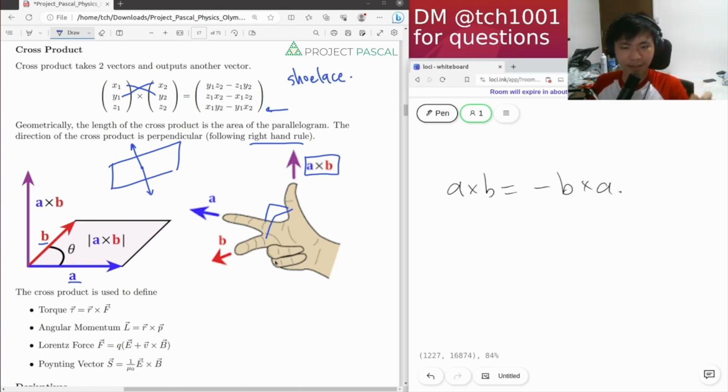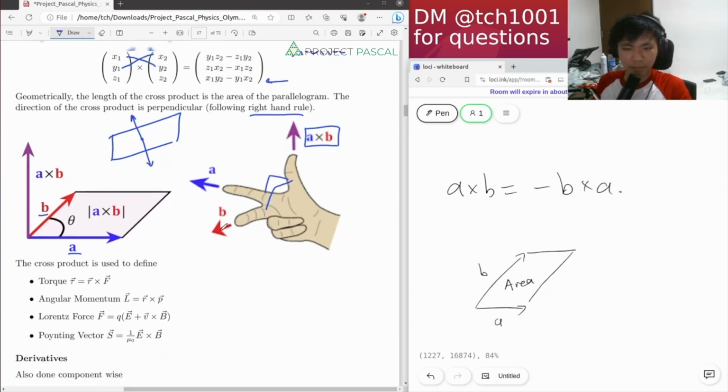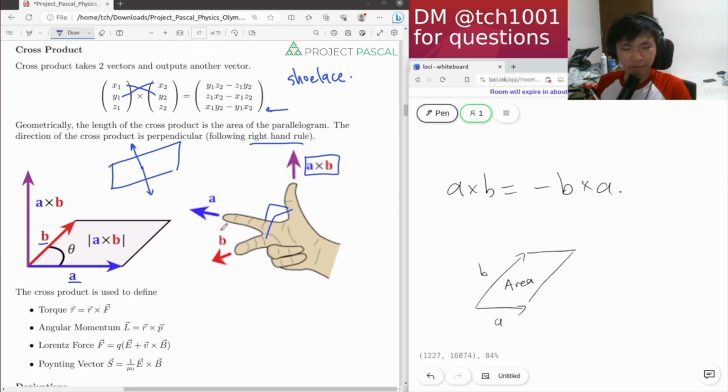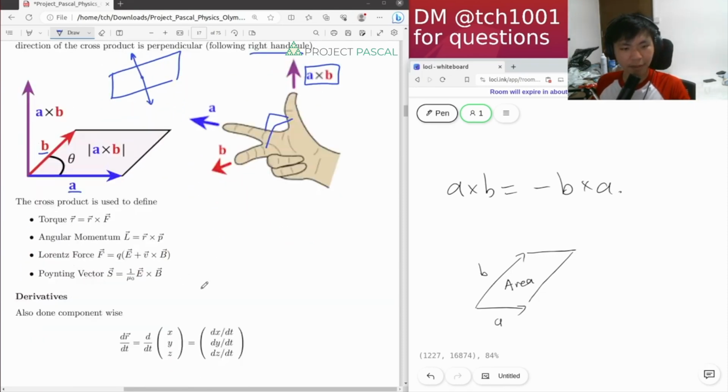What is the length? The length of the cross product is actually the area of the parallelogram spanned by the two vectors A and B. So if I have two vectors A and B, and I'll find the length of the cross product, right? I'll draw a parallelogram that these two vectors span, and the area is going to be the length of the cross product. So what is the cross product used for in physics? The cross product is used for many concepts such as torque and angular momentum, or even things like the Lorentz force or the Poynting vector.